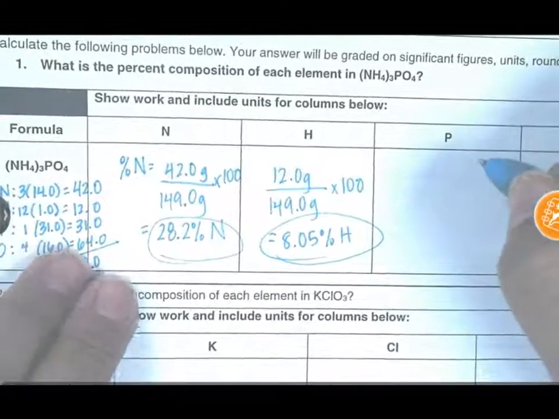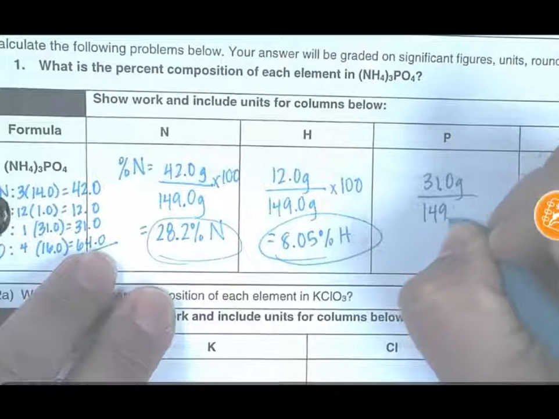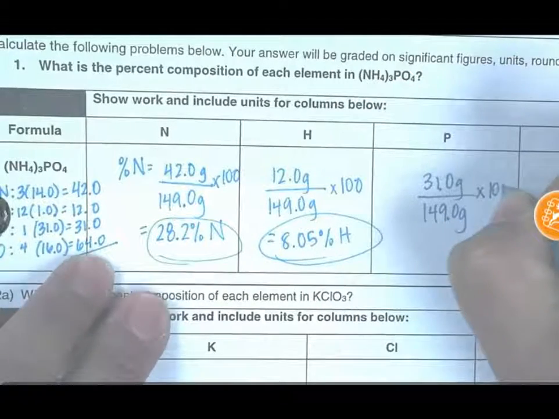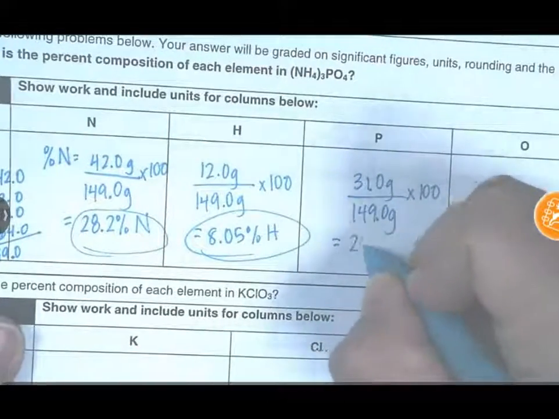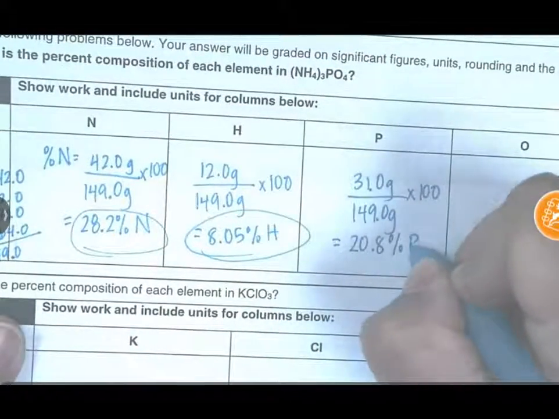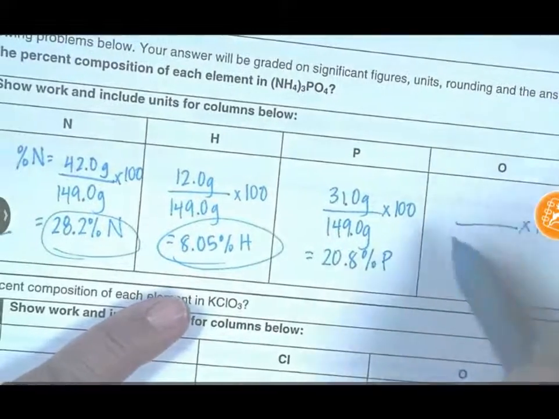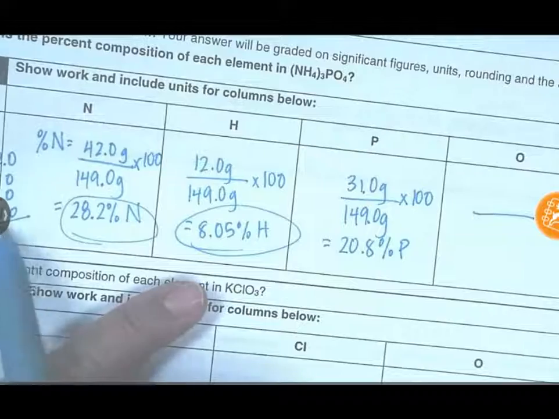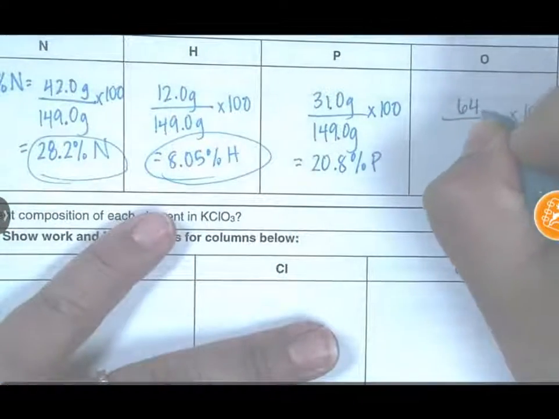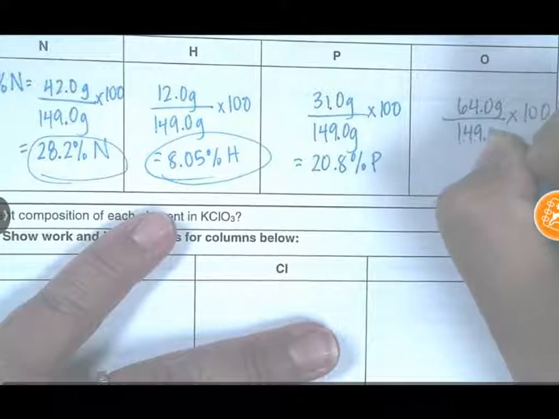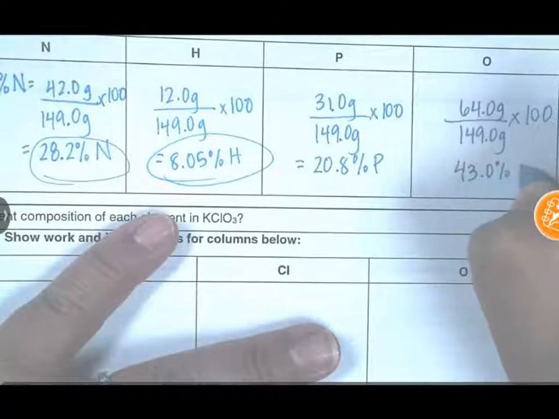Phosphorus, the total phosphorus is 31.0 because there's only one. Divide by the molar mass of the entire compound. Round to 3 sig figs. That's going to give me 20.8% phosphorus. And then the last one, the total part of oxygen is 64.0, not 16. So 64.0 grams divided by 149.0 grams. That gives us 43.0%, rounded to 3 sig figs.